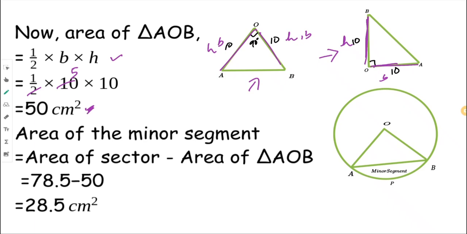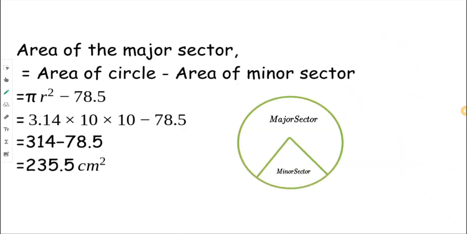Remember, I'm also finding this minor segment, this region, right? So we get the area of the sector minus the area of this triangle, and I'll be left with the area of the minor segment. Here I've written area of sector, minor sector, minus area of triangle. The area of the sector we got to be 78.5, and the area of triangle we just got, 50 centimeter square. When you subtract, we're going to get the area of the minor segment to be 28.5 centimeter square.